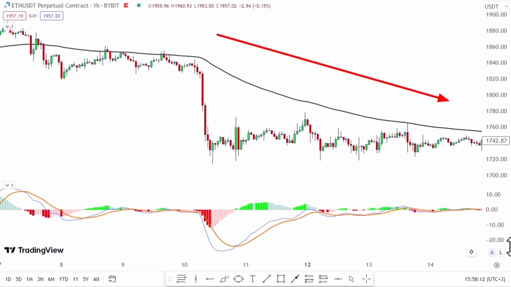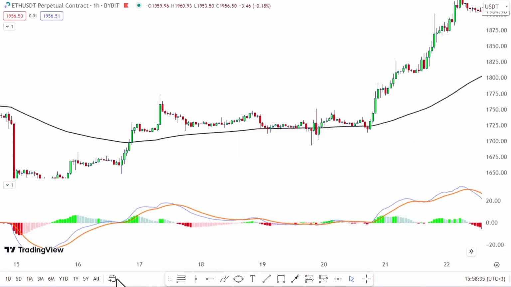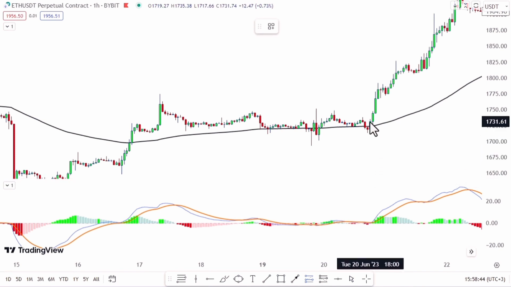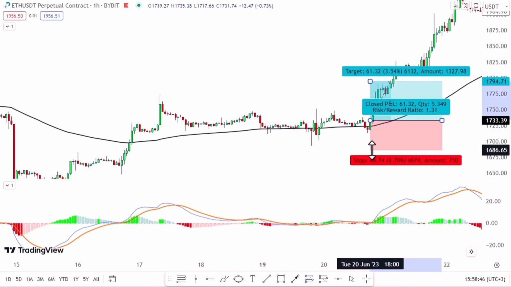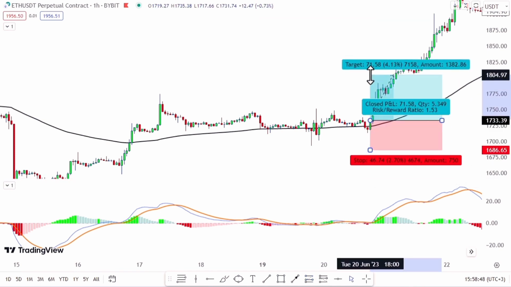Once you've identified the trend, the next step is to look for crossovers on the MACD that show the same signal as the long-term trend. For example, if the long-term trend is bullish, we only take signals when the MACD crosses over upward. For the risk management strategy, you can place your stop loss at the nearest swing low and set your profit target at 1.5 to 1 risk to reward ratio.